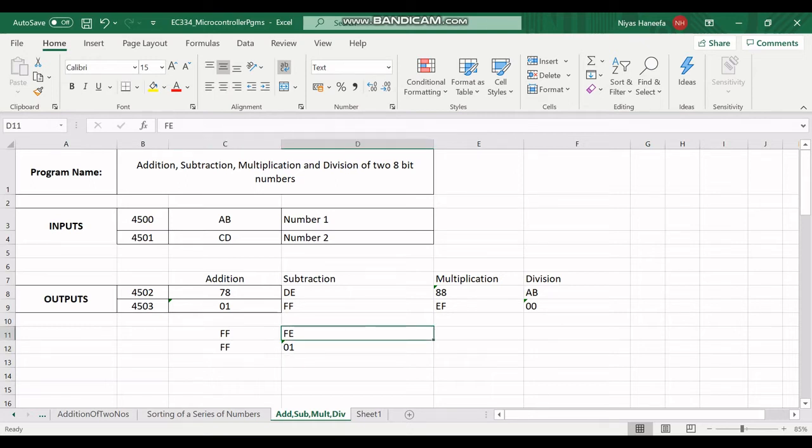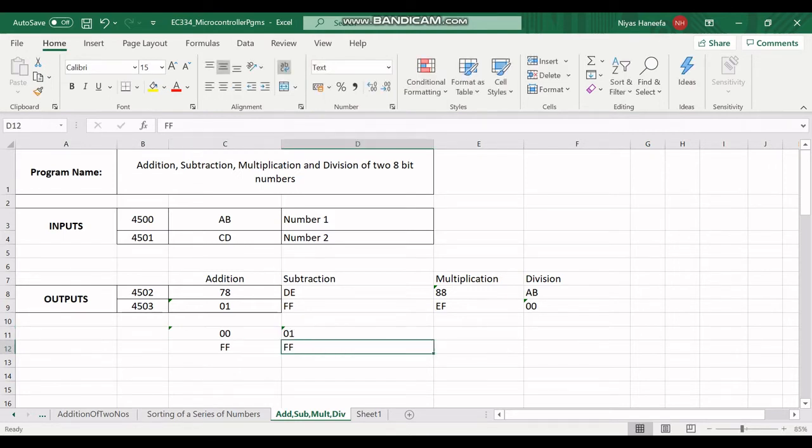Now, what is the worst case input you are going to get for subtraction? You can subtract 00 minus 00. The result is going to be 0000. Or if you are subtracting 00 minus FF, if you check in calculator, you will get the result as FF01. So when you are subtracting 00 minus FF, you are going to get FF01. That is what you are going to get.